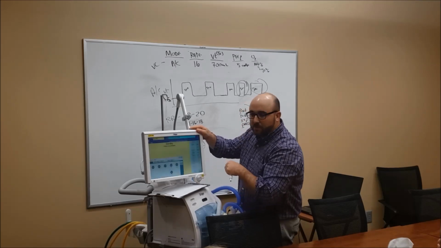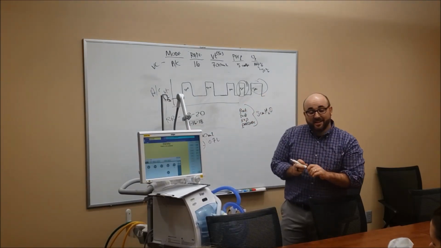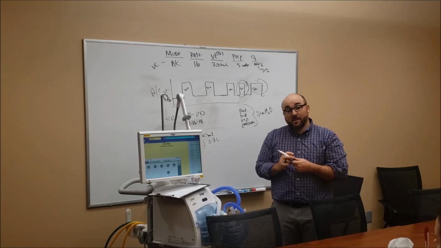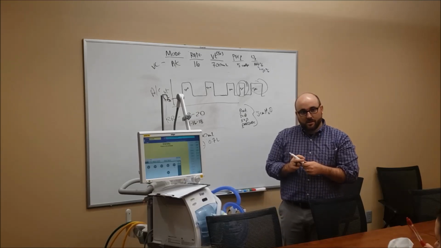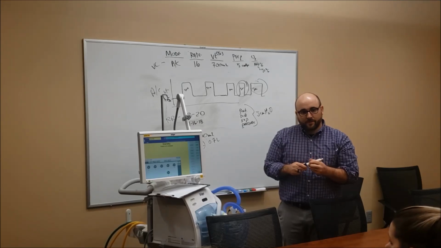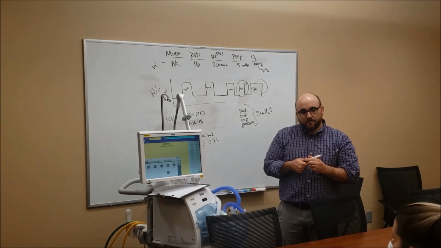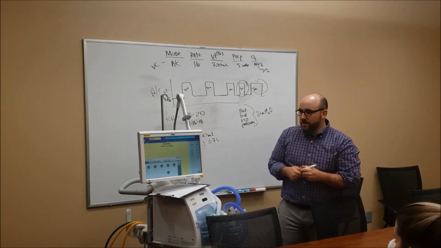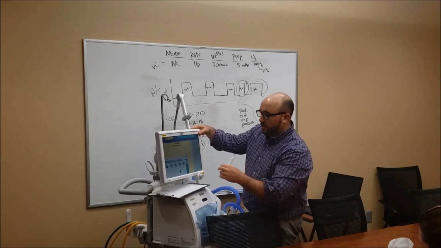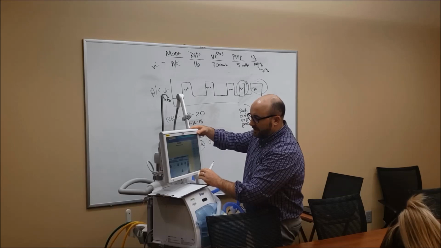We try to keep them even numbers too. All right, your turn. So AC, the rate is 20. Tidal volume is 510. PEEP is 6, and oxygen 65. Great, perfect, exactly right.